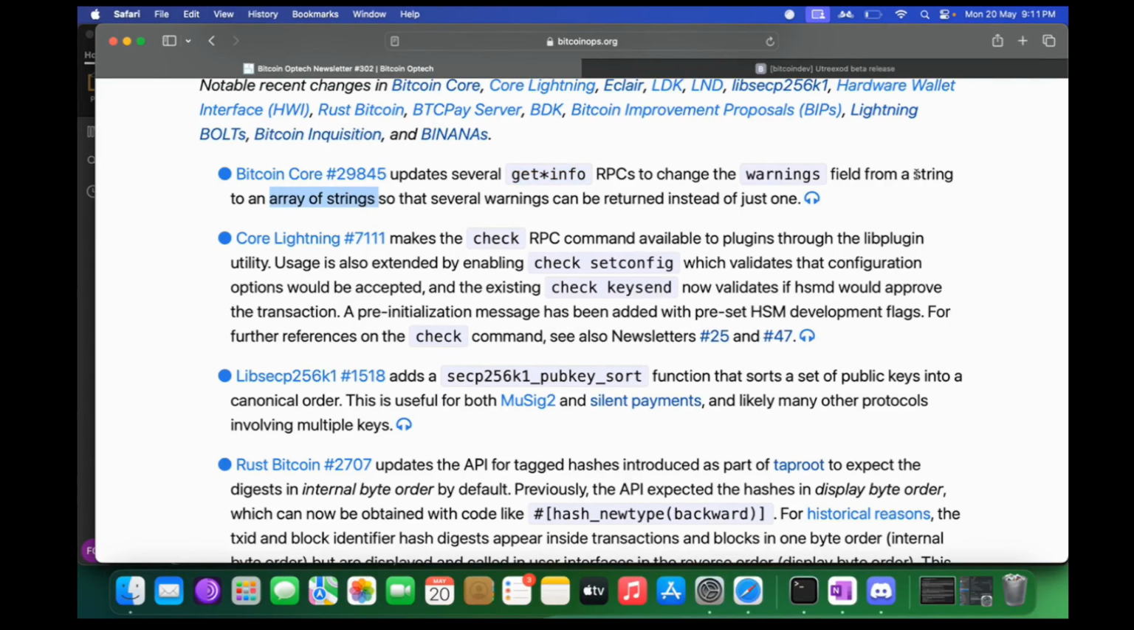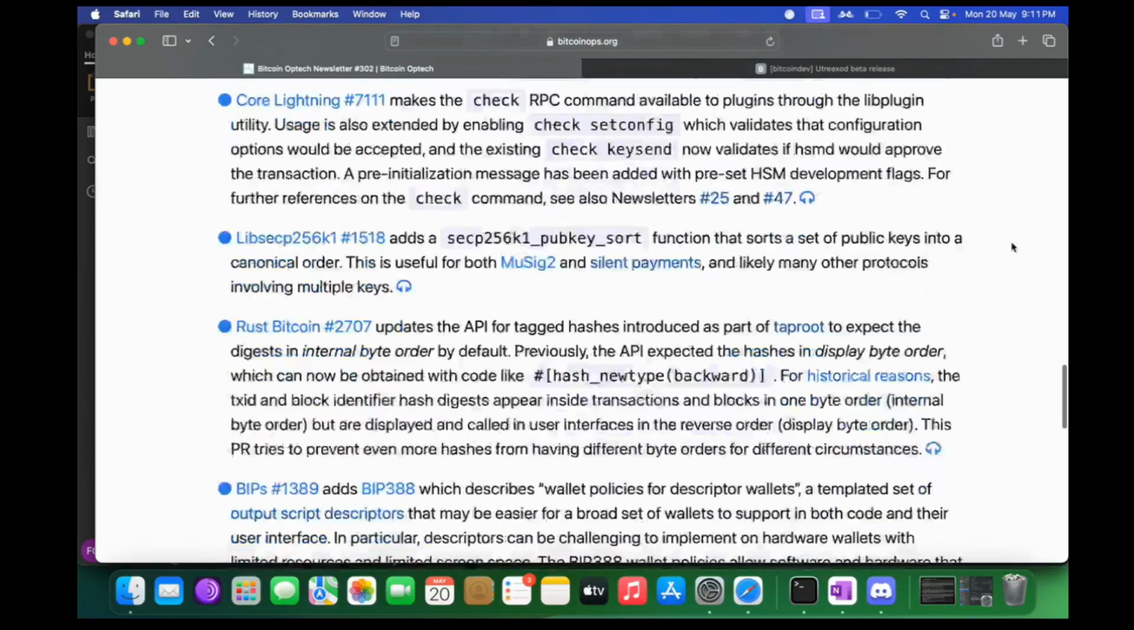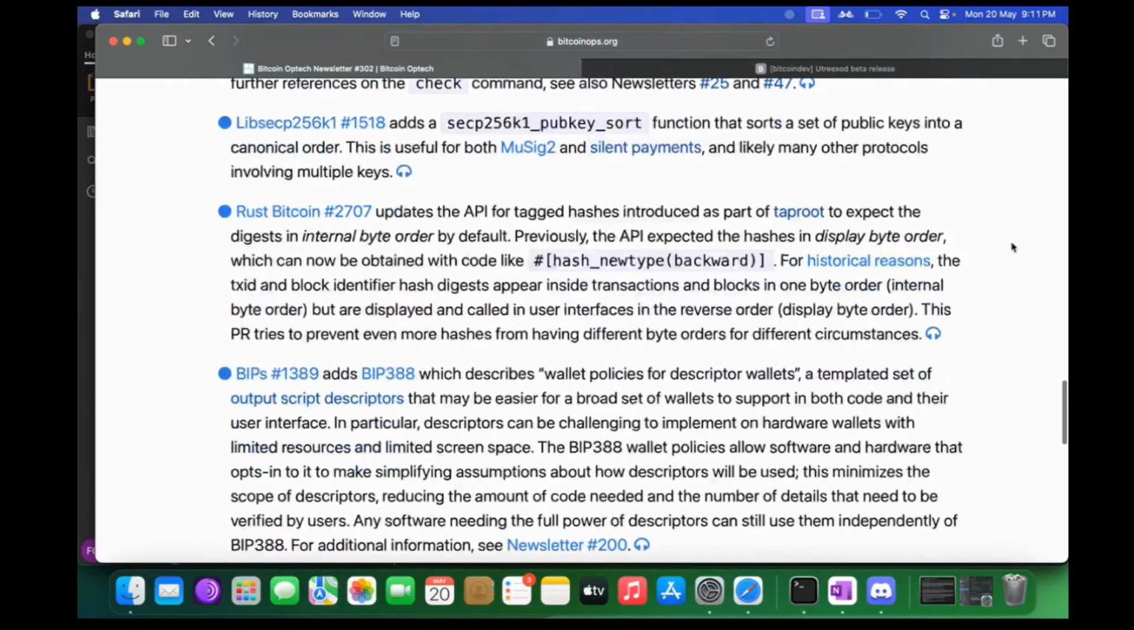Initially, you would get one warning, I'm assuming the most important or most SOS warning. But if there are multiple warnings, now you can get multiple warnings in the form of an array of strings, so that several warnings can be returned instead of just one. Okay, let's take one or two more. Which one? Let's take this one.